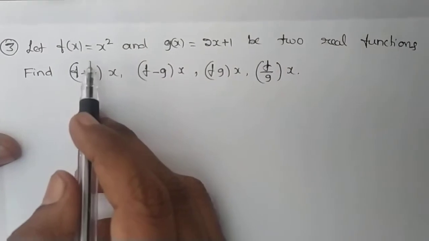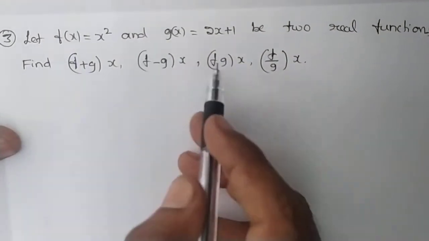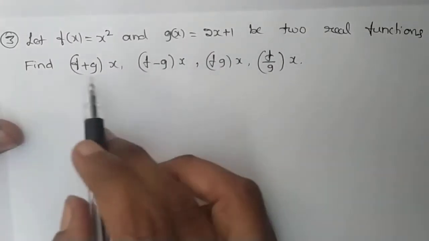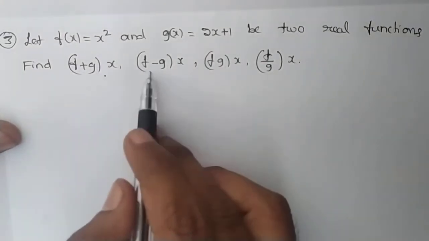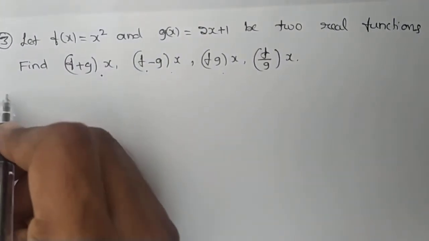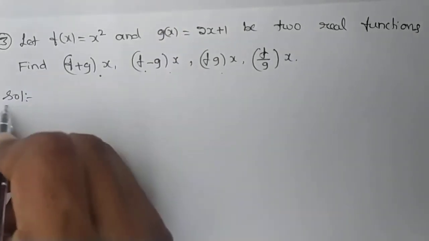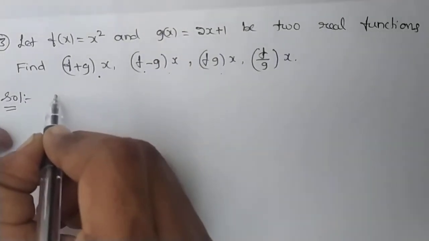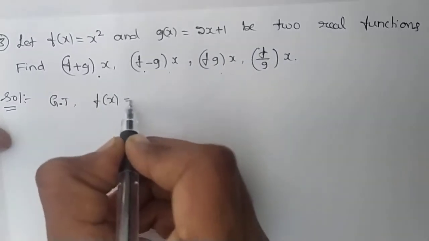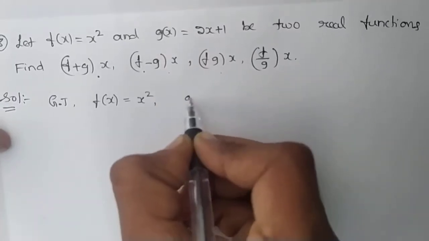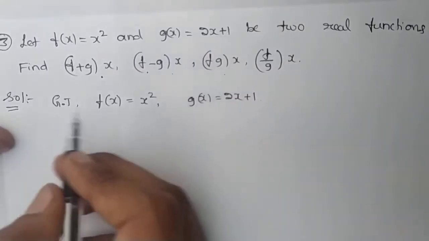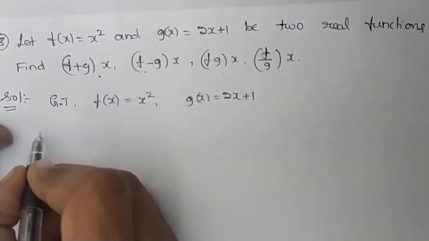Let f of x equals x square and g of x equals 2x plus 1 be two real functions. Then find f plus g of x, f minus g of x, f into g of x, f by g of x. First write down the given functions. The given real functions are f of x equals x square, g of x equals 2x plus 1. Let us find out f plus g of x.